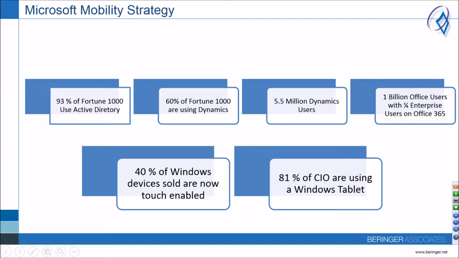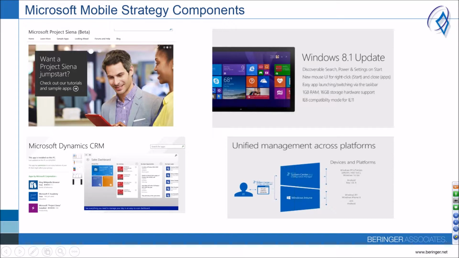40% of the Windows devices that are sold in America now are touch-enabled devices, which is to say that they're running Windows 8 or 8.1, and they have a full mobile general user interface that people can interact with on a touch-based tile level. In addition to that, 81% of the current chief information officers in the U.S. are using a Windows tablet. So in terms of actual information technology direction, touch is really kind of the new thing, the new environment that we all have to address moving forward.